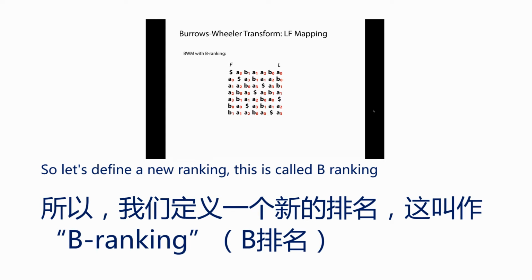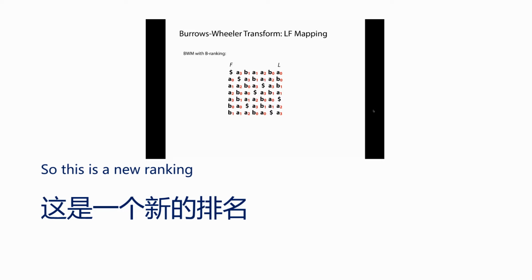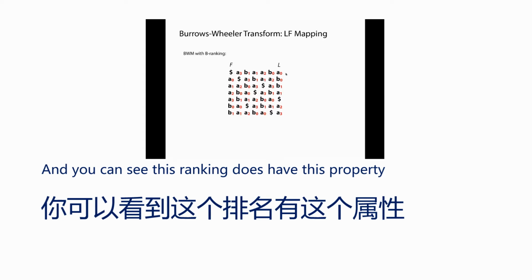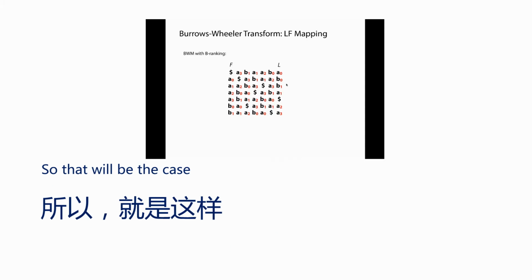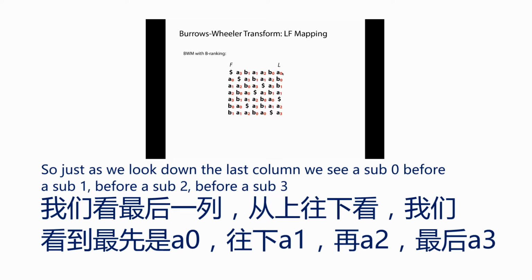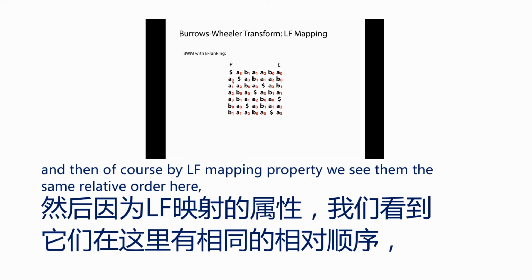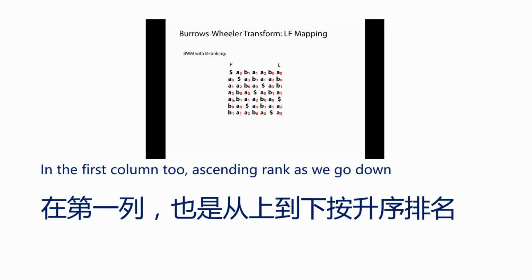This is called the B ranking. So this is a new ranking. And you can see this ranking does have that property. Basically, that's how I assigned ranks, so that this would be the case. So that if we just look down the last column, we see A sub 0 before A sub 1, before A sub 2, before A sub 3. And then, of course, by the LF mapping property, we see them in the same relative order here in the first column, too. Ascending rank as we go down.